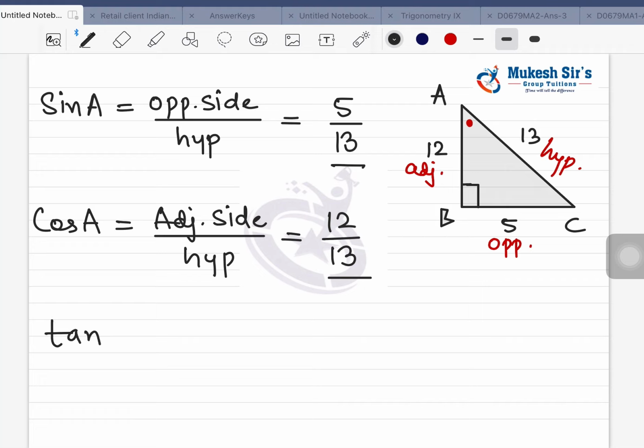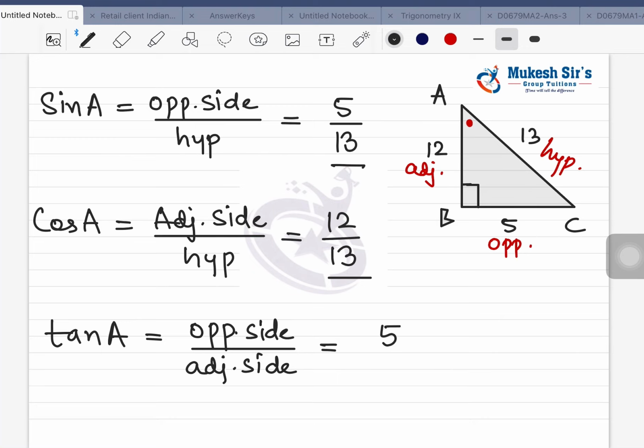And then remember tan A. Tan A is sin A upon cos A. You can write sin A upon cos A, or you can write opposite side upon adjacent side. Both ways the answer is the same. But remember the formula also. So opposite side upon adjacent side becomes 5 upon 12. Clear? These are the values of sin A, cos A, and tan A. Check the angle properly.